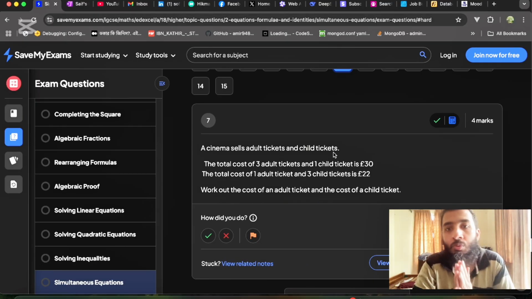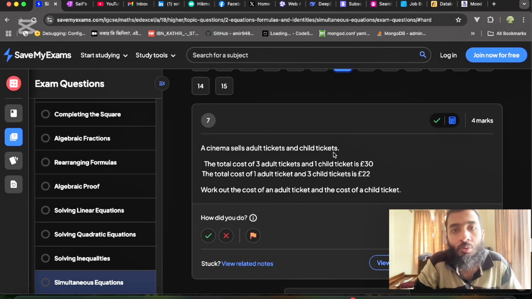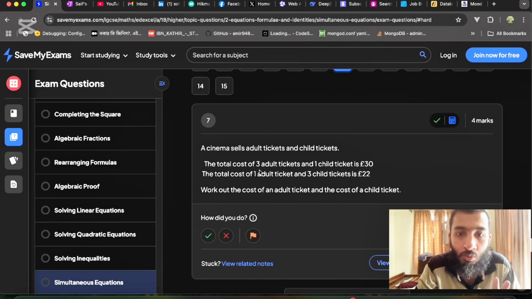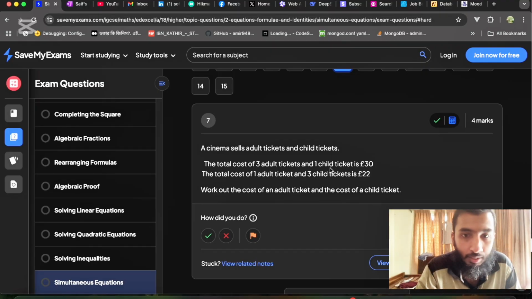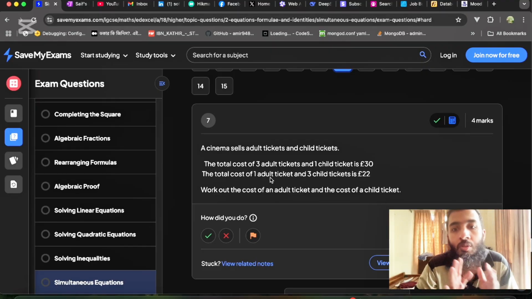So you have to transform this worded problem into two simultaneous equations. The information is given. So what we can do here is, let's assume the adult ticket represents a variable x and the child ticket represents a variable y. So we can use this information to construct two simultaneous equations with two unknown variables, and we have to find the value of those variables, i.e. adult tickets and child tickets.